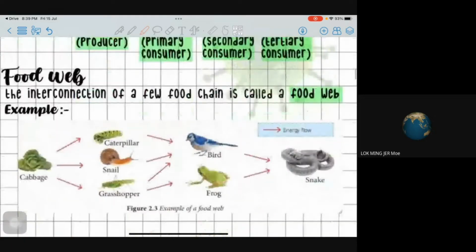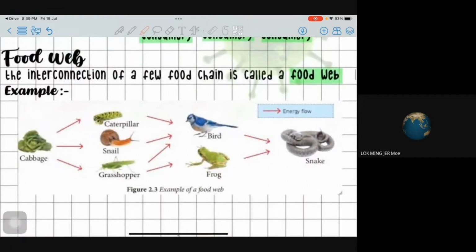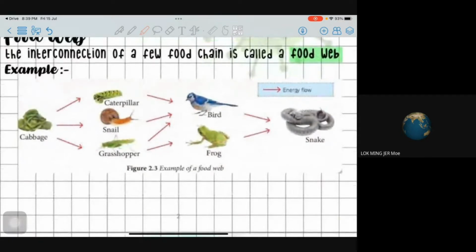Okay, so this is the example of another one, interaction between a few food chains. You will learn a few food chains, not only one food chain. So a few food chains, we call it a food web. A lot of food chains, we call it a food web. Okay, so this is the example.